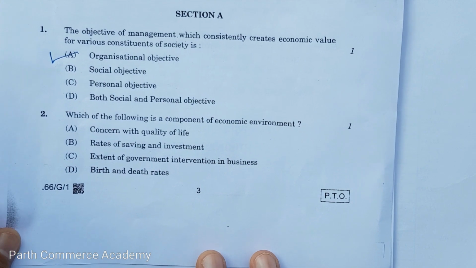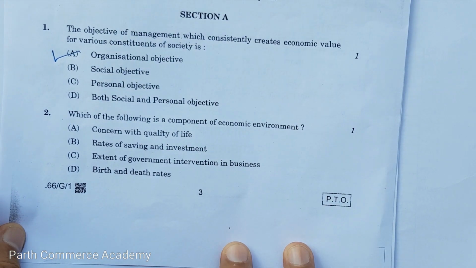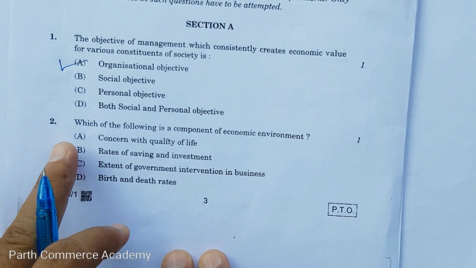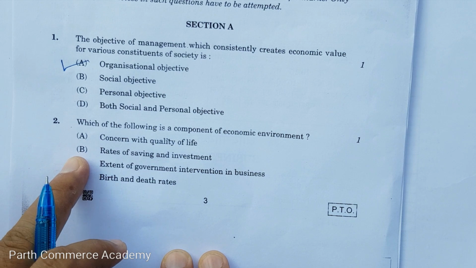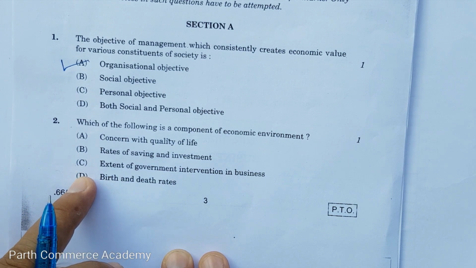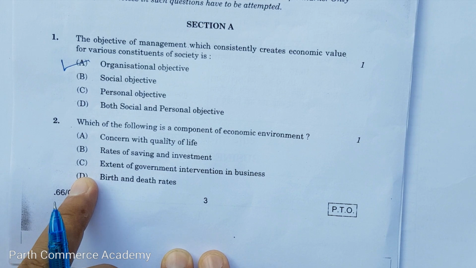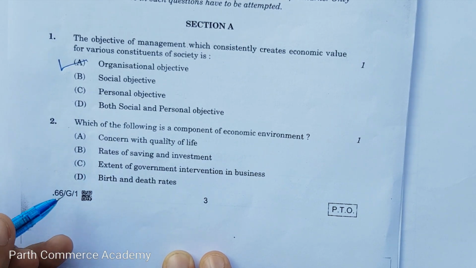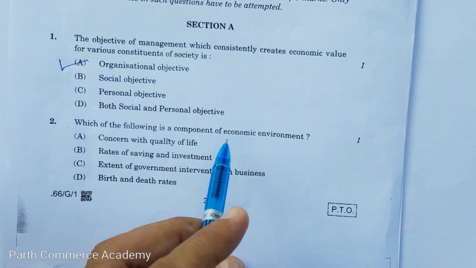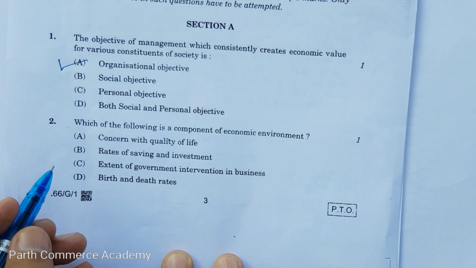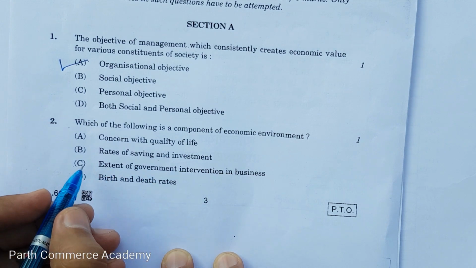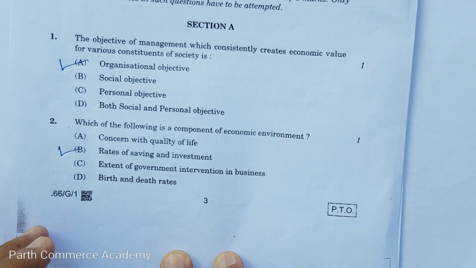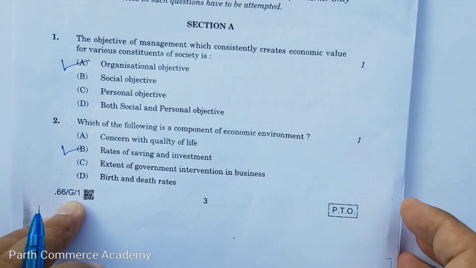Second question we can see here: which of the following is a component of economic environment? Economic environment is concerned with quality of life, rates of savings and investment, extent of government intervention in business, and birth and death rates. When we see all four options, the answer is rates of savings and investment. It is a part of economic environment. Other options are not a part of economic environment.